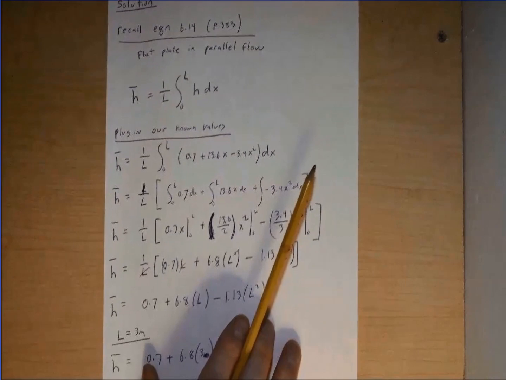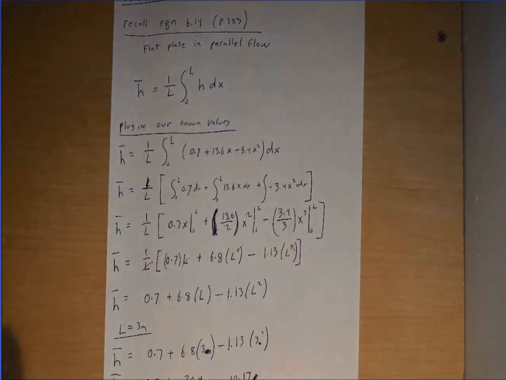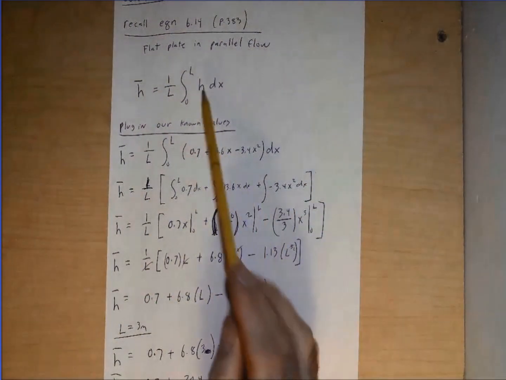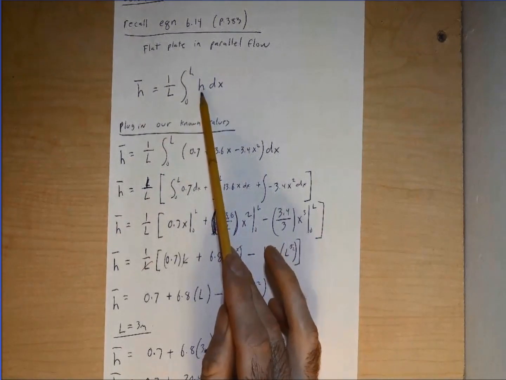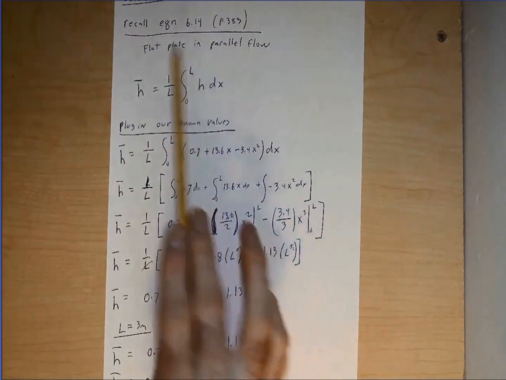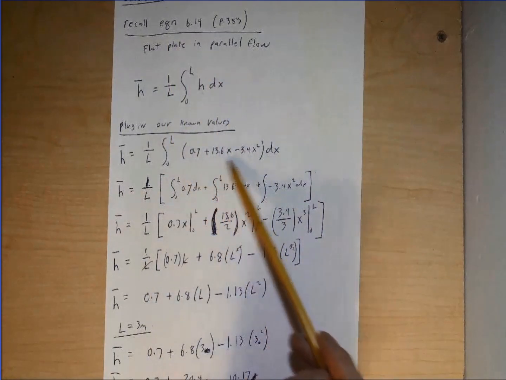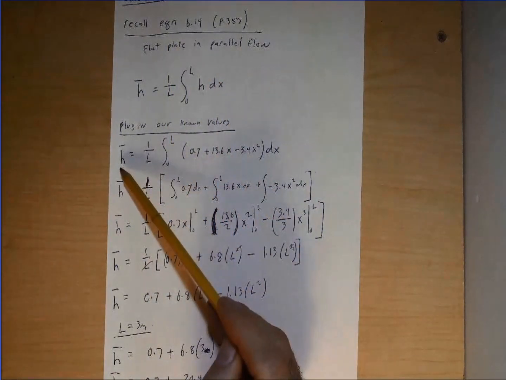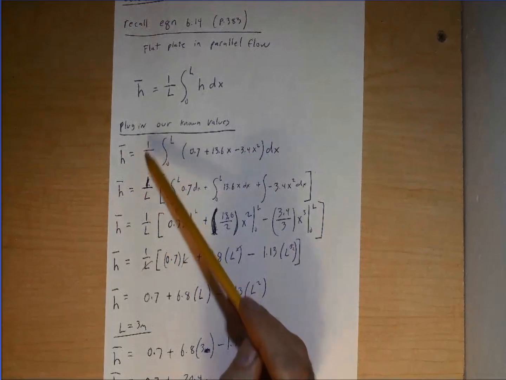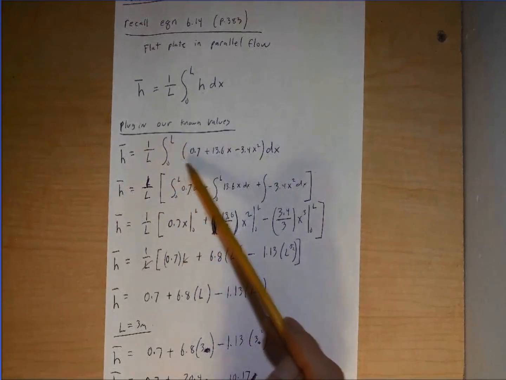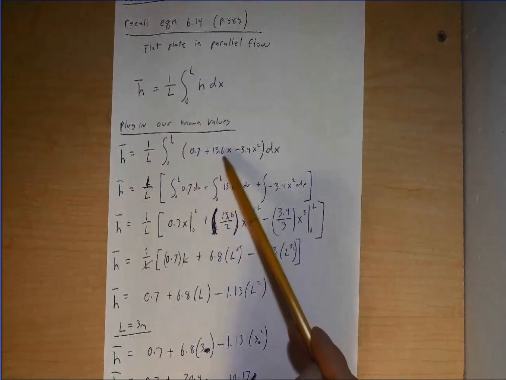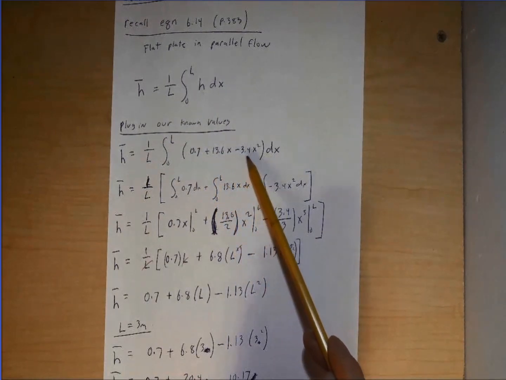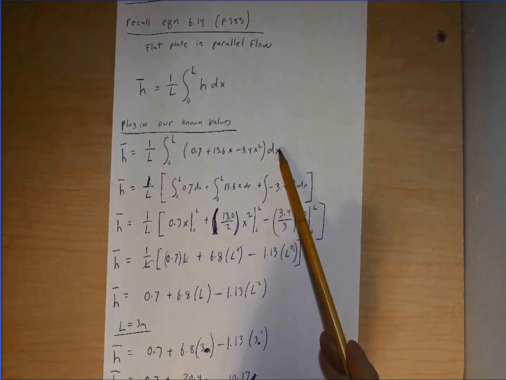So the next step is to go through and start plugging in what we know, what our known values are. We're given an equation for our h of x value here. So that's where we're going to replace h in our governing equation with that value from our problem statement. Now h bar is equal to 1 over L evaluated from 0 to L. Plug in this equation here of 0.7 plus 13.6x minus 3.4x squared dx.